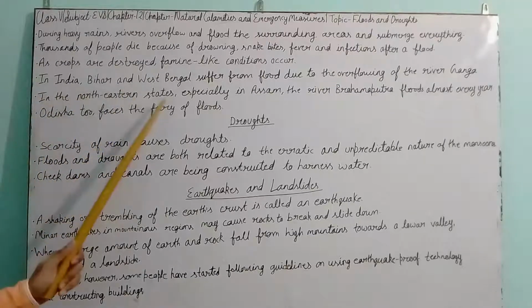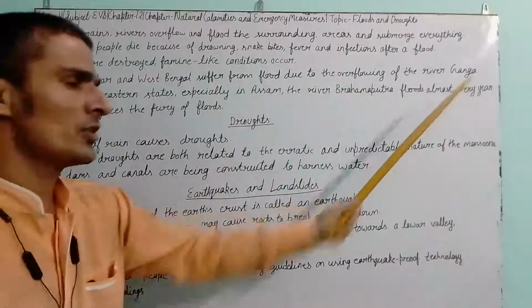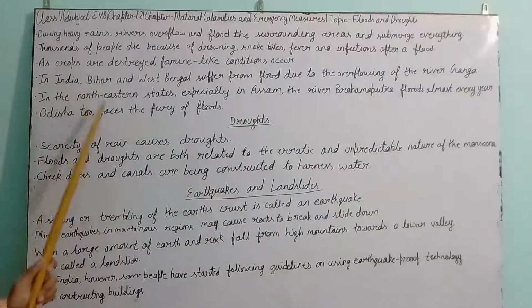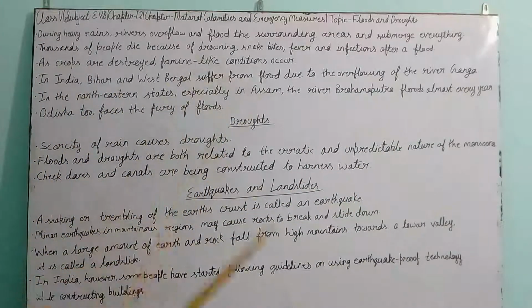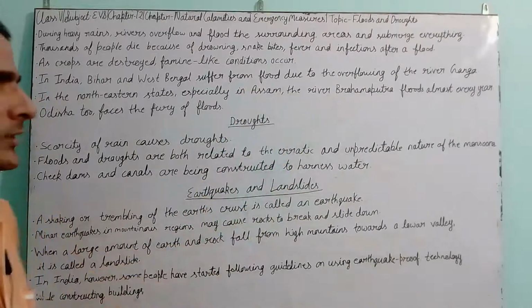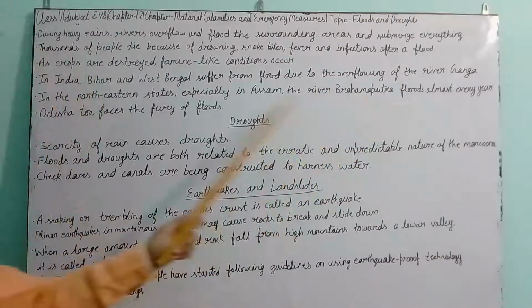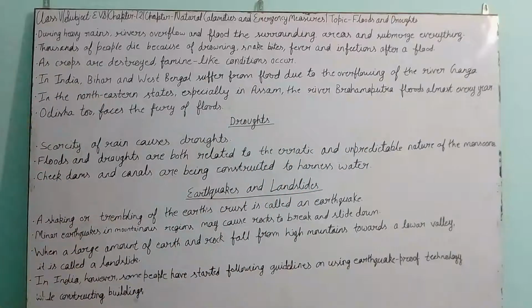In the northeastern states, especially in Assam, the river Brahmaputra floods almost every year. Assam is the state where the river Brahmaputra flows, and almost every year flood-like conditions come in this river. Because of these floods, the people of these states suffer too much.